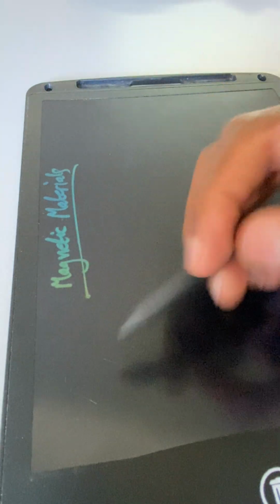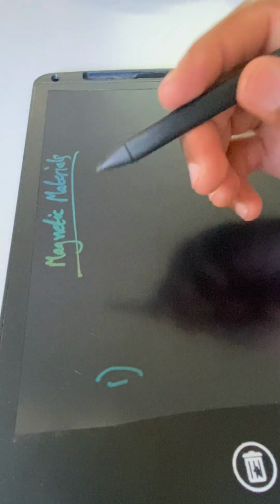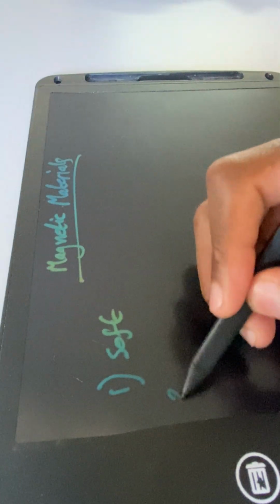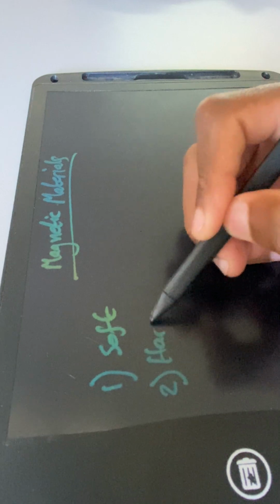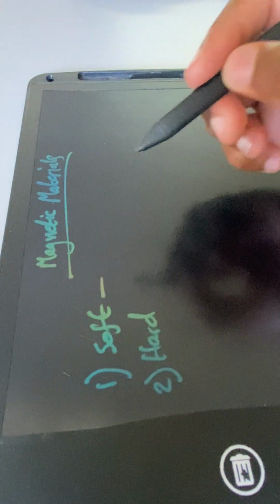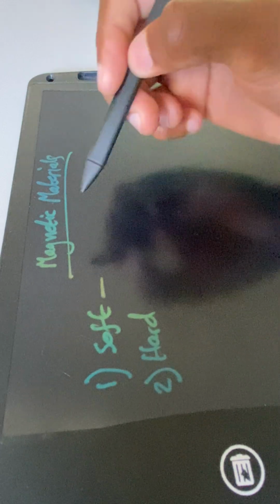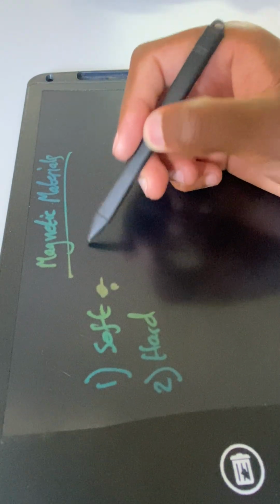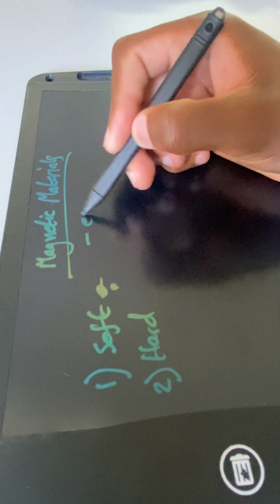So now let's talk about magnetic materials. Magnetic materials are classified into two types. The first one is soft magnetic materials, and the second one is what we call hard magnetic materials. Soft magnetic materials have certain properties, such that, first, we are saying they are easily magnetized.